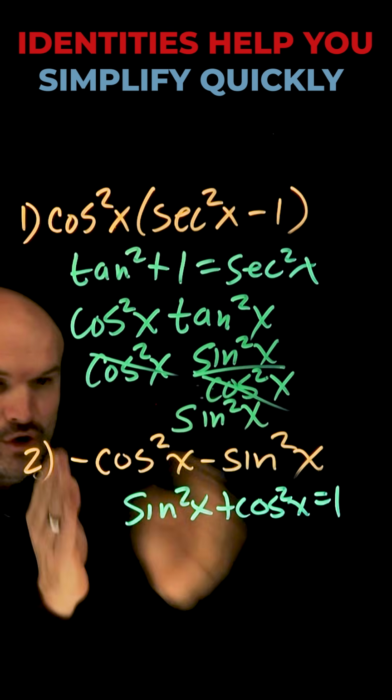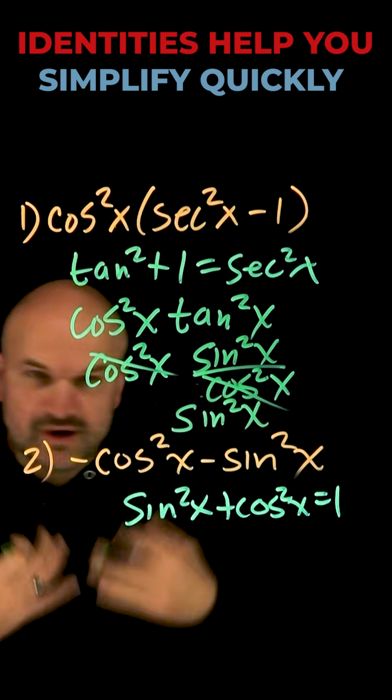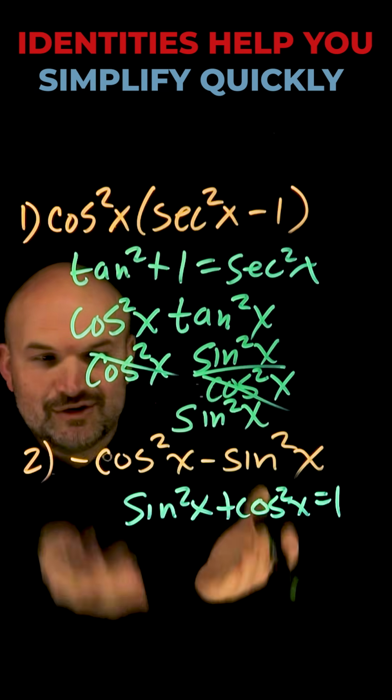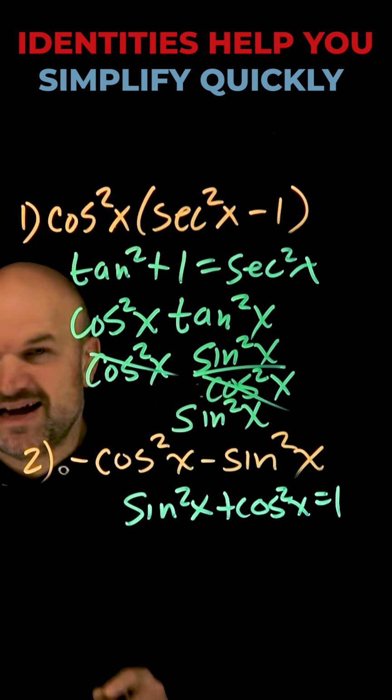Now over here, my goal is to get sine squared plus cosine squared equals 1. Remember, you can rearrange that to cosine squared plus sine squared, right? Addition is going to be commutative. We're going to be good there. The problem is here I have all these subtractions.